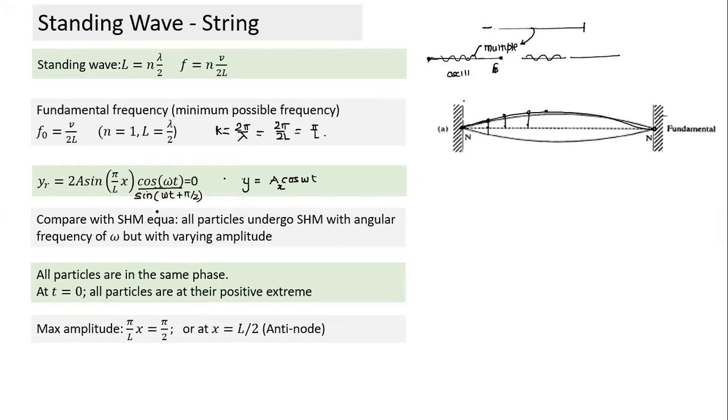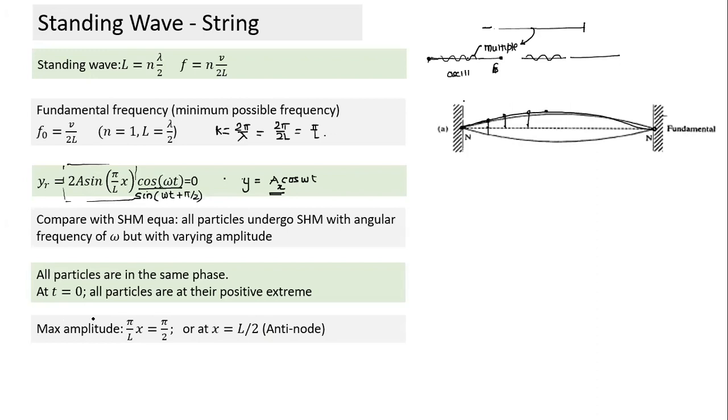And which particle will have maximum amplitude? The maximum amplitude will be when Ax has to be maximum, or this term has to be maximum. When does this term become maximum? What is the maximum possible value of this term? It is varying with x. So this will become maximum when the sine function becomes equal to 1 or minus 1. So when the sine function becomes 1, the maximum amplitude is 2a.